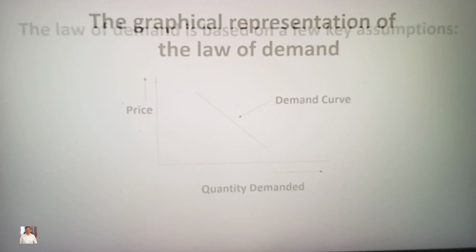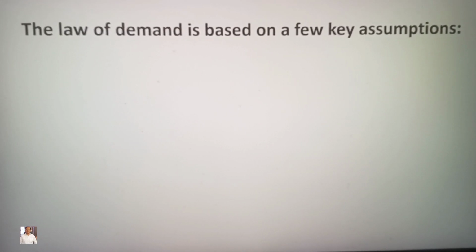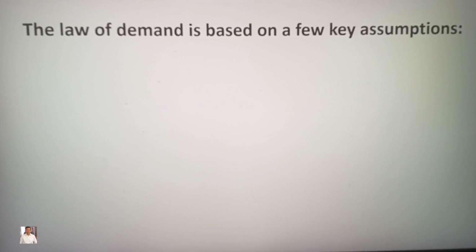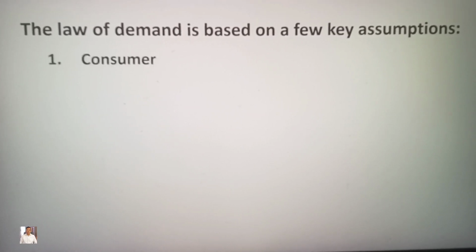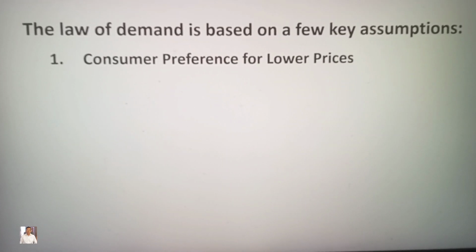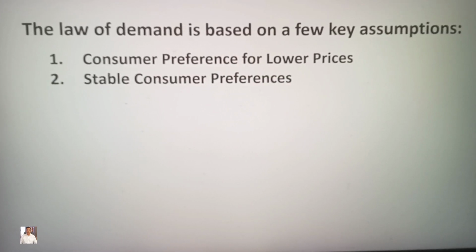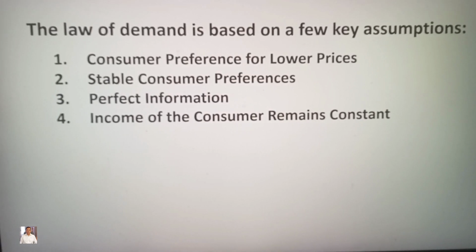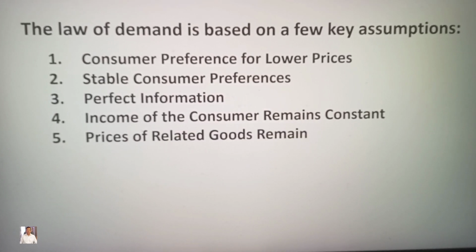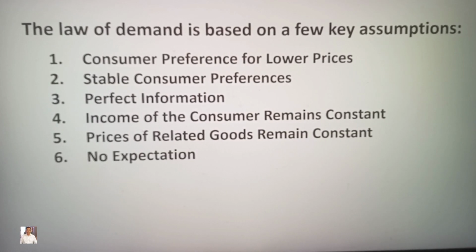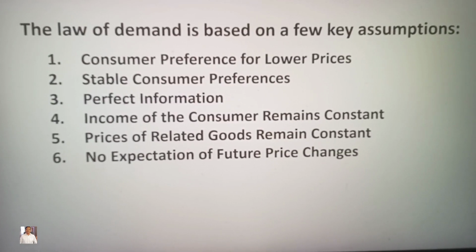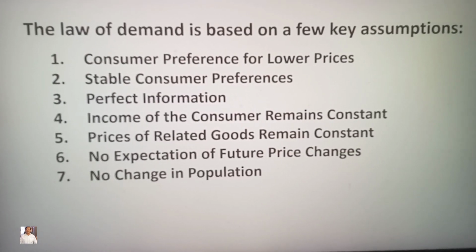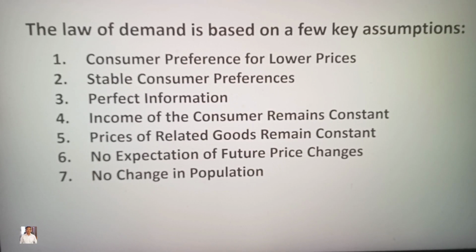Assumptions of the law of demand. The law of demand is based on a few key assumptions. First, consumer preference for lower prices. When the price of a certain commodity is low, consumers tend to buy more, and when a cheaper alternative is available, they would always go for it.